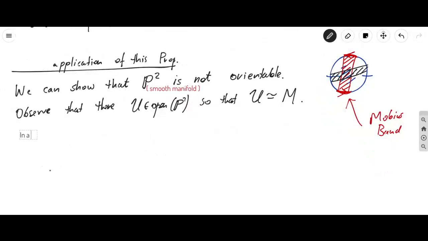And then in a similar way, you can also show why the Klein bottle is not orientable, and so on, because the Klein bottle contains a Mobius band as well. Now, I want to just finish with one last remark. So this is the last concluding remark.